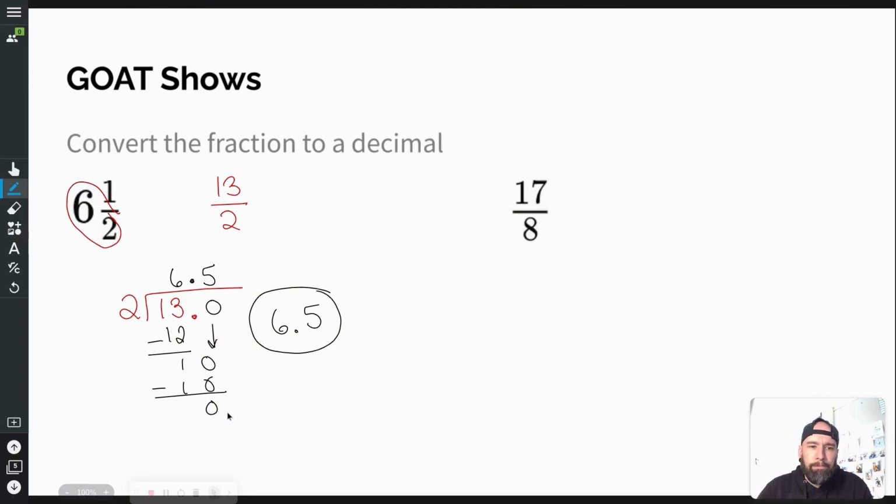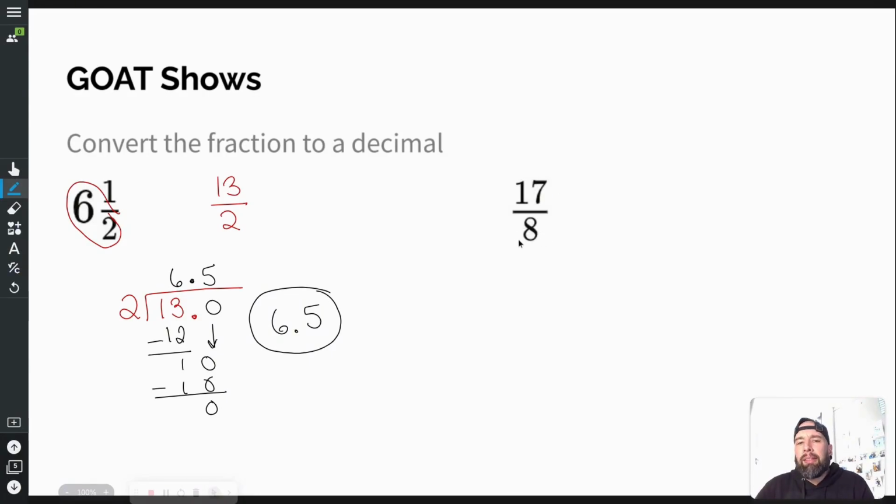6.5. Now, if you notice, did we really have to do the improper fraction stuff? I'm going to do it every single time. I mean, if you only wanted to do the 1 over 2, go ahead. I'm going to do the improper fraction every single time. Every single time. All right.